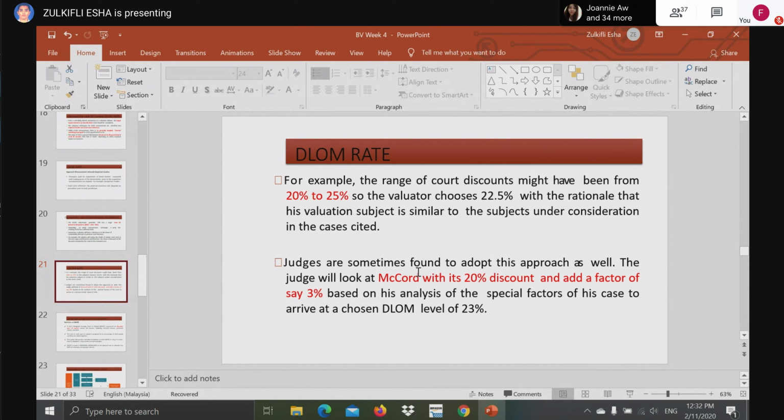But in most cases, they will refer to court cases. So they will study what the judge has said in the court case, and then the court case will be used as a basis to determine the rate of discount for your business valuation case.